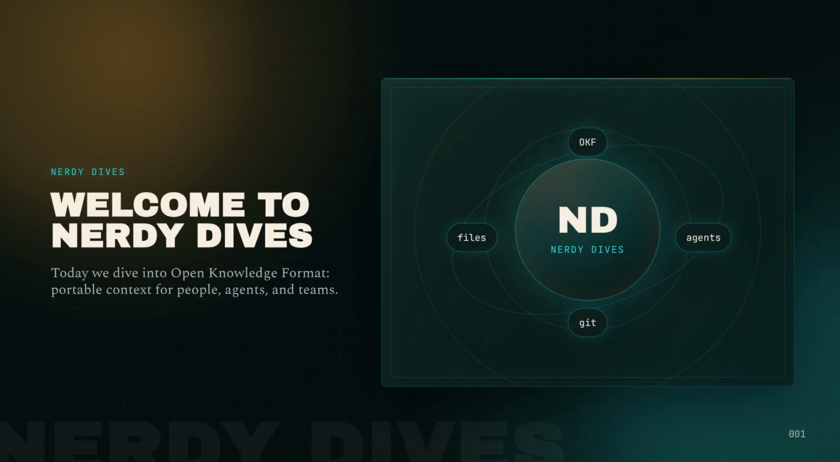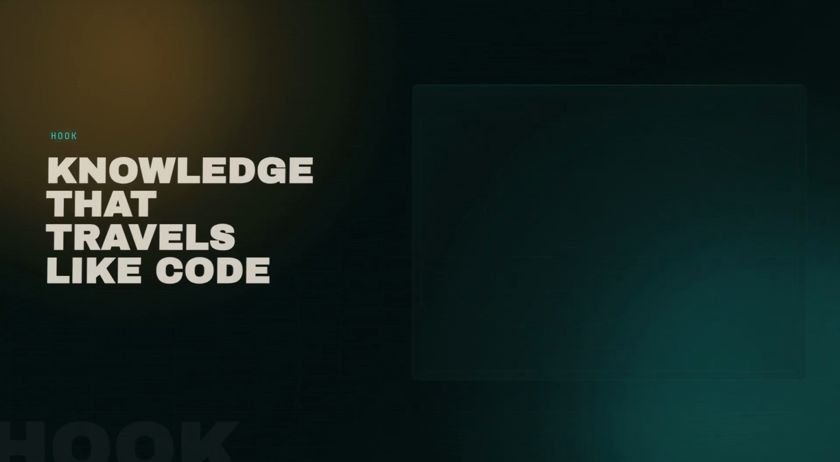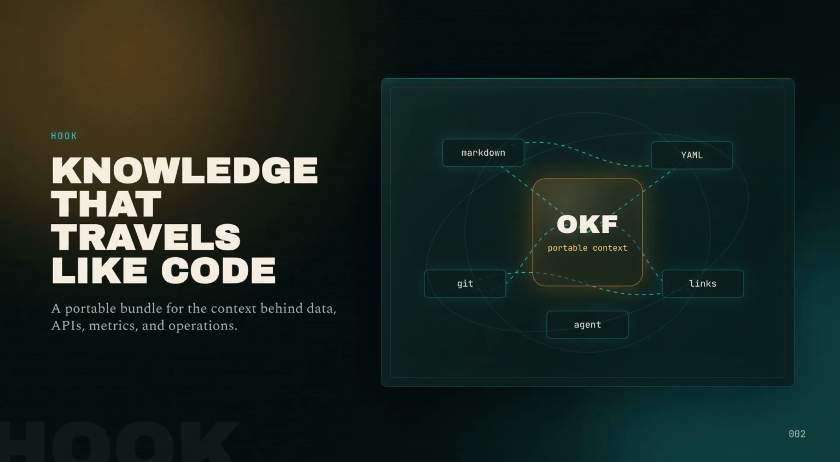Welcome to Nerdy Dives. Today we are diving into Open Knowledge Format, a tiny draft spec for turning organizational knowledge into files agents can actually use. AI agents do not need another portal. They need knowledge that travels like code.